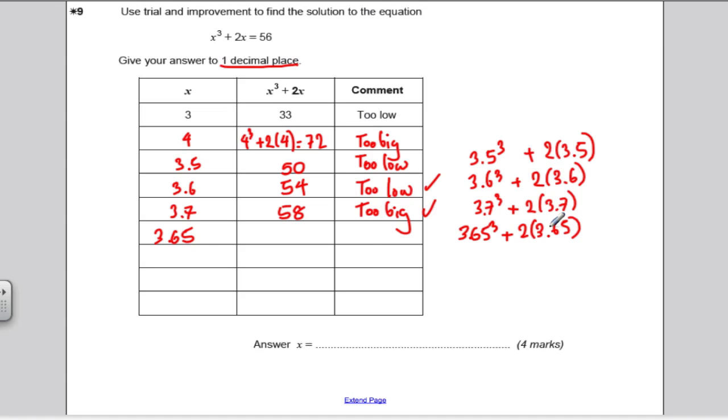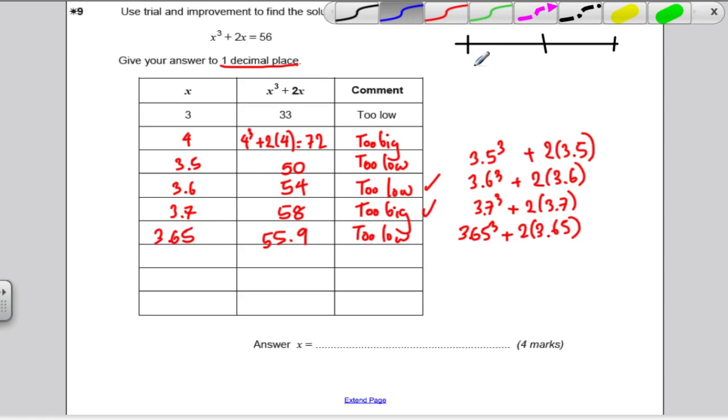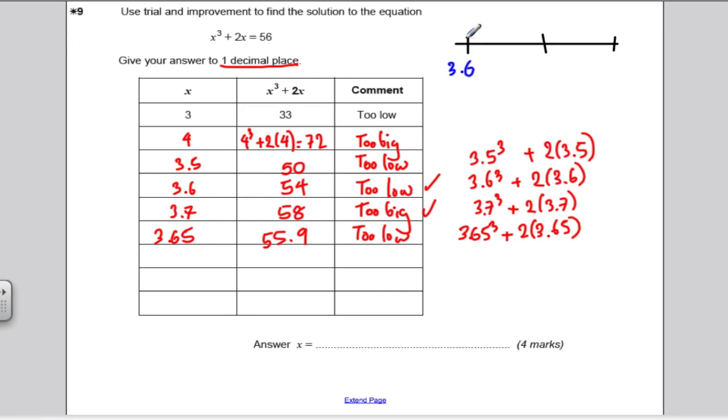And you get around 55.9, which again is slightly too low. So now we've got enough information. Let's just state what we're saying here. At the point 3.6, we're low. At the point 3.7, we're high. And at the point 3.65, we're low. So the answer must be closer to 3.7. So the answer to this question here is 3.7 to 1 decimal place.